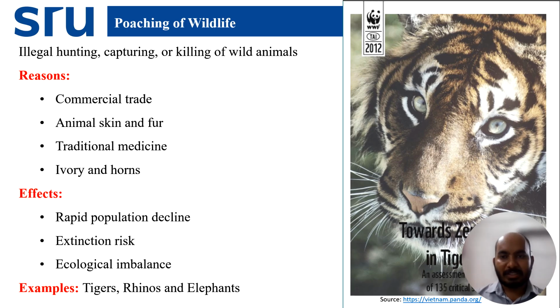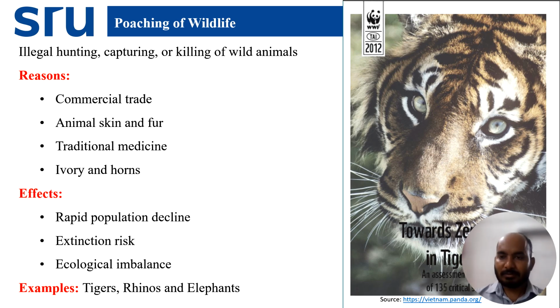The next one is poaching of wildlife. Poaching means illegal hunting or capturing of wild animals. The major reasons include commercial trade, animal skin, traditional medicine purposes, and ivory and horns. You can also see adverse effects such as rapid population decline, extinction risk, and ecological imbalance.